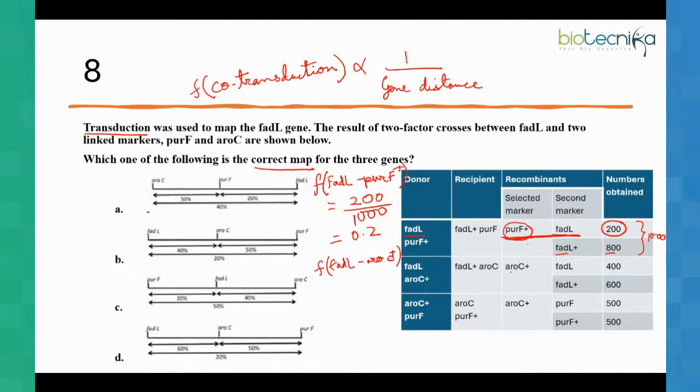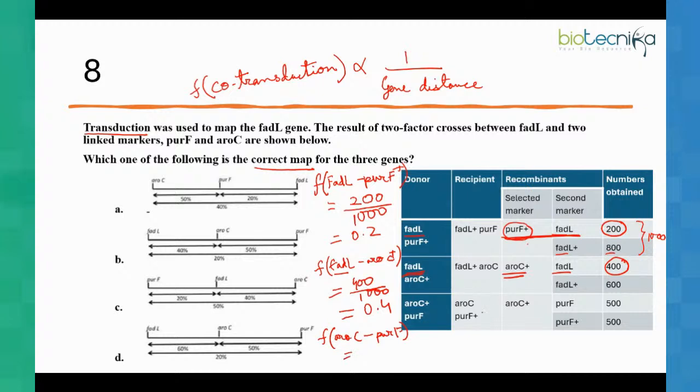Now again, we are checking for ARO-C plus. So which category we have to consider? We have to consider the one with FADL because our donor has FADL. So this is the class we will consider. So that will be 400 divided by 1000, so 0.4. Similarly, co-transduction frequency of ARO-C and PER-F.